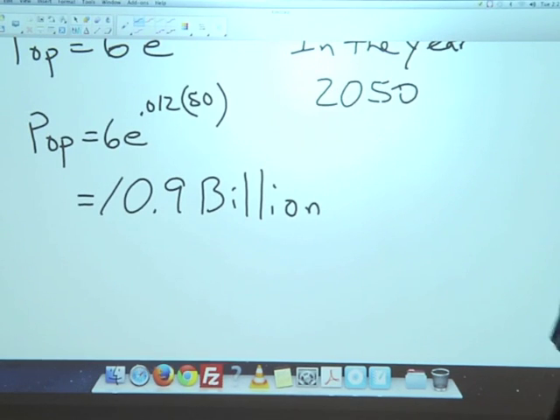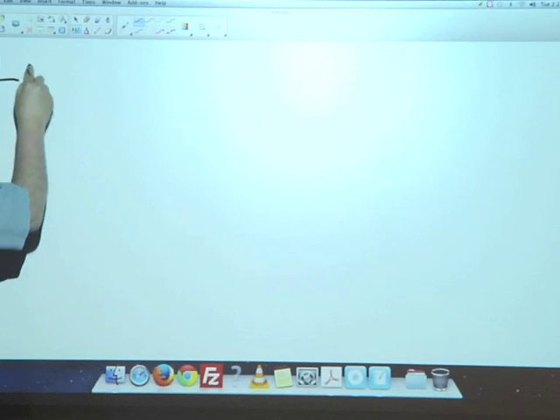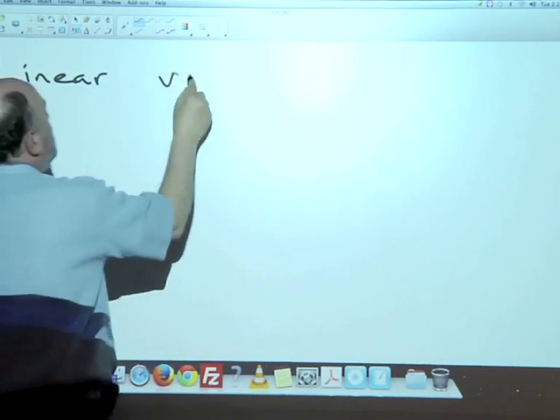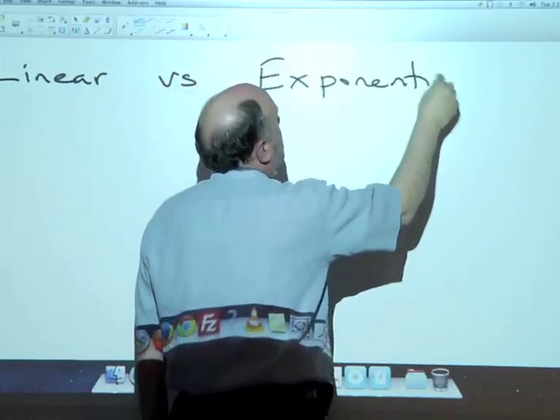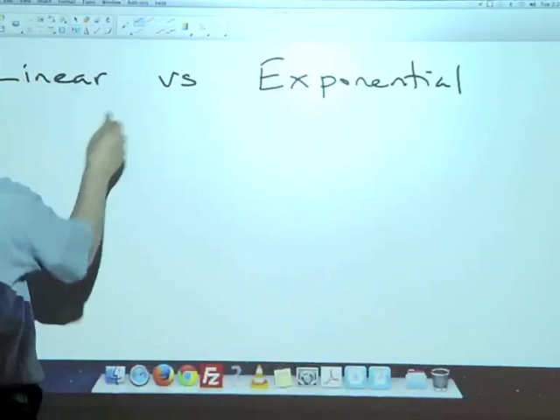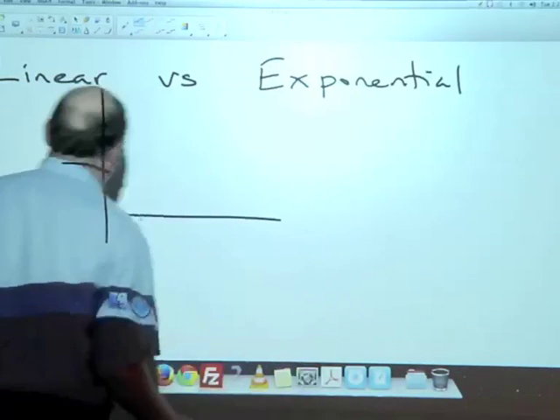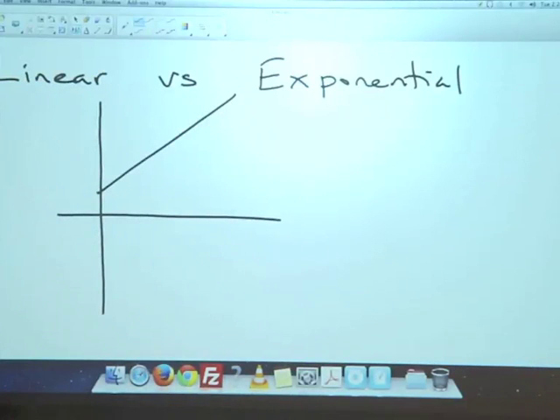Okay, so this chapter deals with exponential and then logarithmic functions. The first few sections that we're doing today deal with exponentials. Population growth is exponential. The difference between exponential and linear growth: linear growth is a straight line.